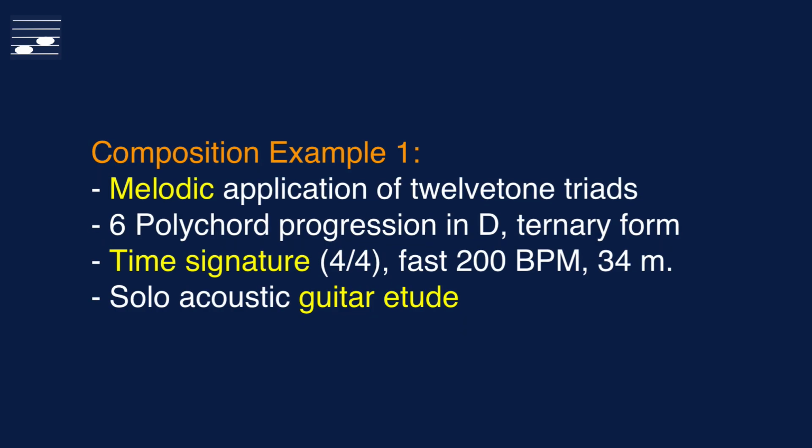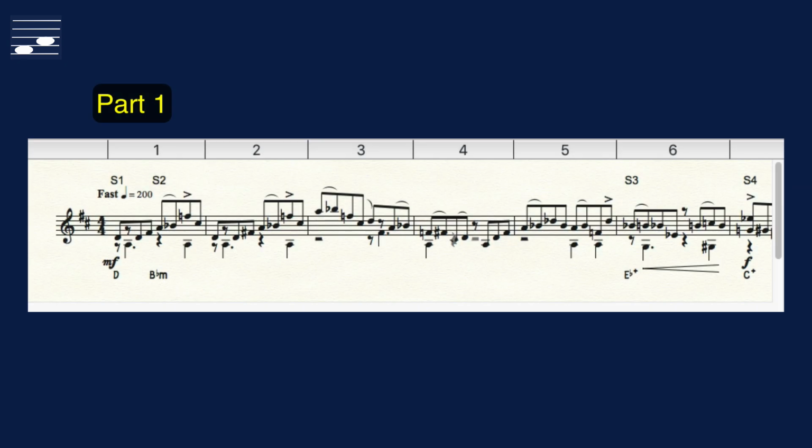Composition example 1 demonstrates a more melodic application of 12-tone triads. We use the polychord continuity on tonic D to create a short piece with ternary form. It is in 4/4 time signature, tempo 200 beats per minute and 34 measures long. It is a kind of guitar etude. Read along with the annotated score.